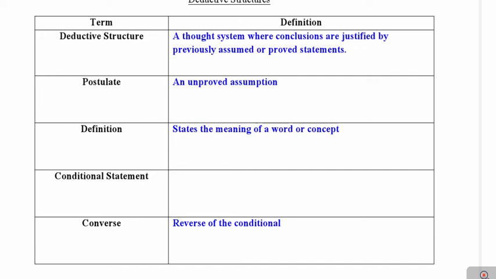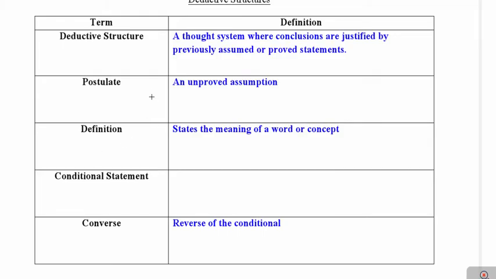Okay, in this video, we are going to be discussing deductive structures. A deductive structure is a thought system where conclusions are justified by previously assumed or proved statements. We've actually already been using deductive structures when creating our two-column proofs, so we're going to continue to learn more about them and why we are doing the two-column proof.